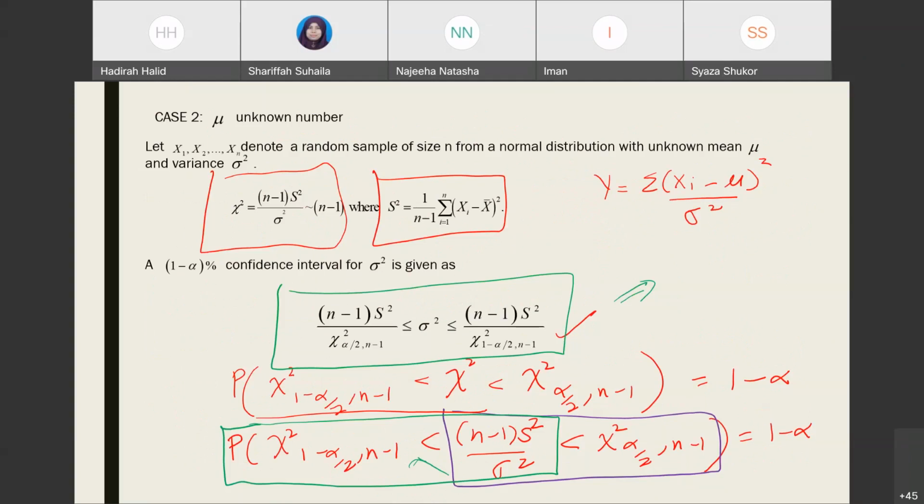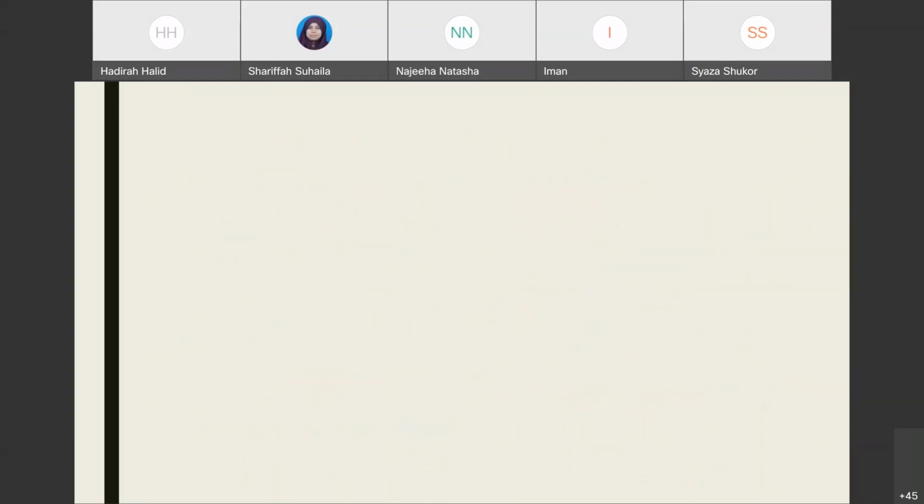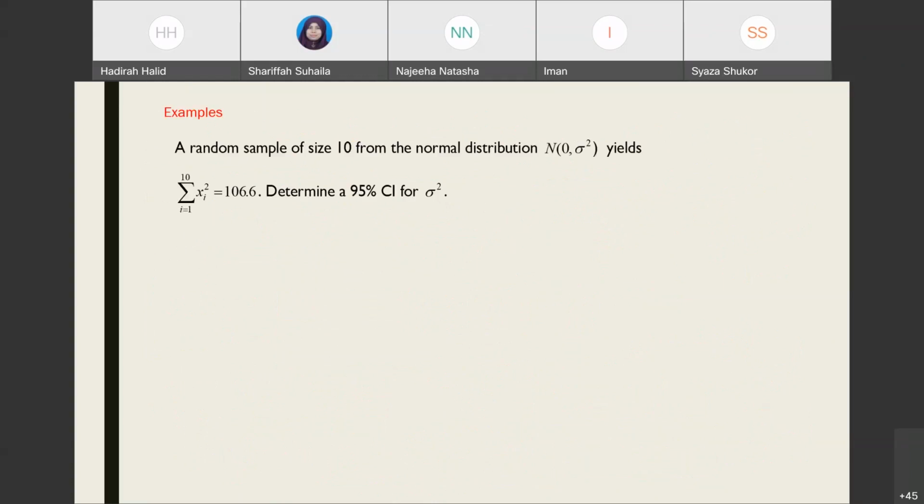So how do we consider whether it is a known number or an unknown number? Let's refer to this example. A random sample of size 10 from a normal distribution with mean 0 and variance sigma squared yields these values. Determine a 95% confidence interval for sigma squared. Before this, we may have already derived the confidence interval, and given this distribution, we will obtain its confidence interval. So is it case 1 or case 2?